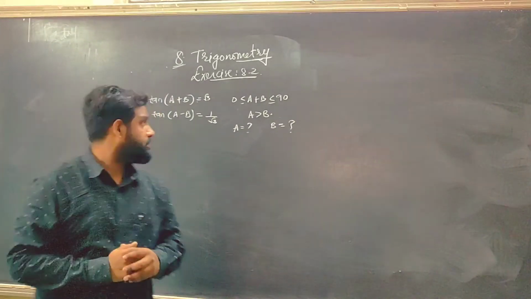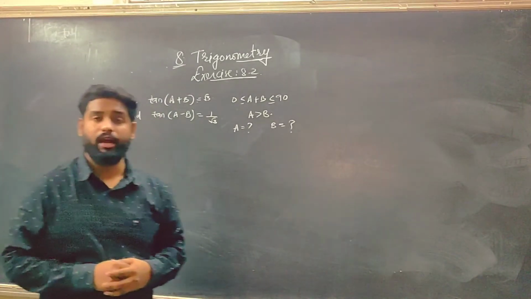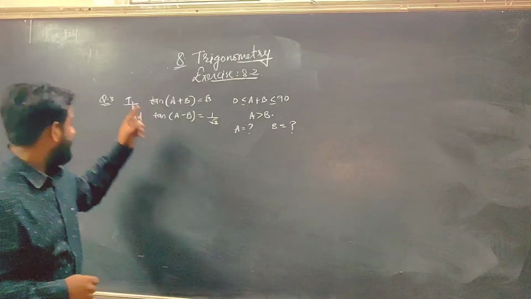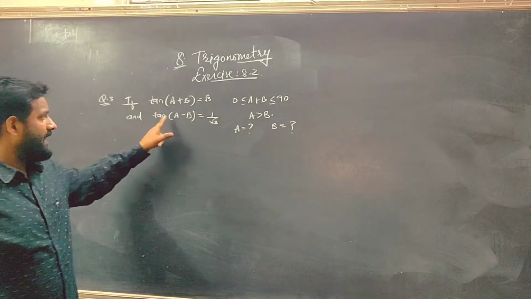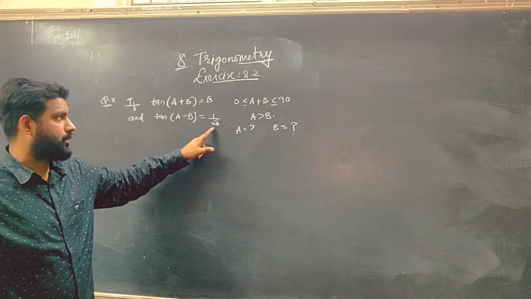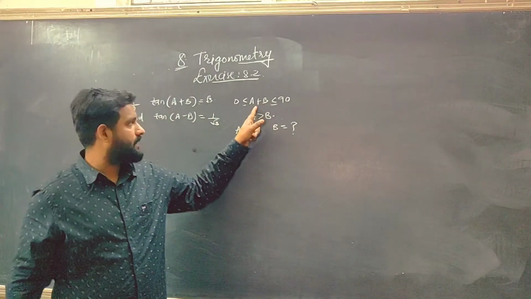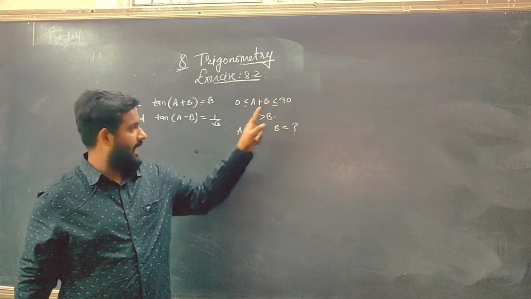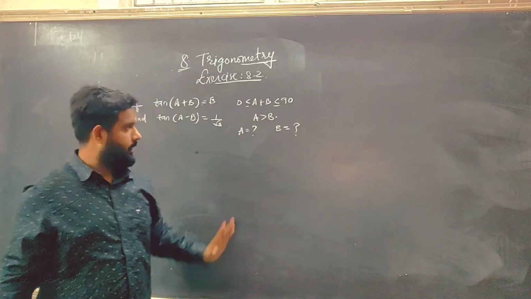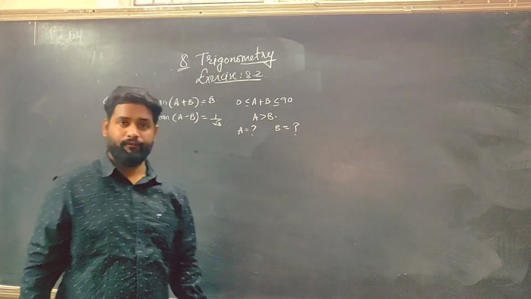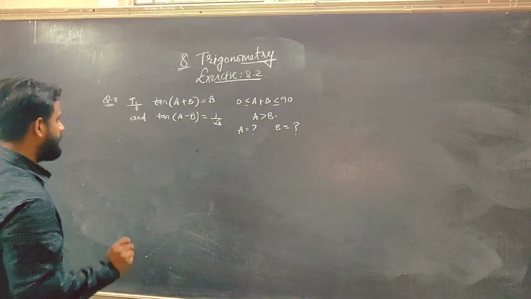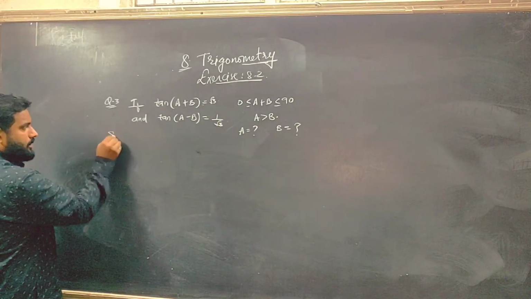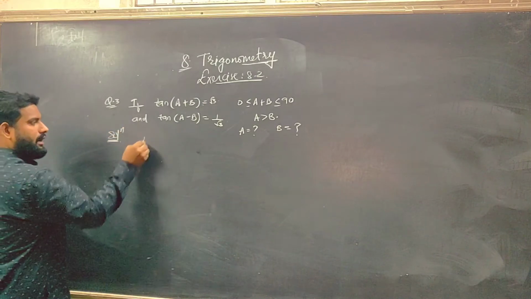Okay students, so question number 3 is there with you, and what does it say? That if tan A plus B is equal to root 3 and tan A minus B is equal to 1 by root 3, the summation of A plus B is in between 0 to 90 and A is more than B, then find out the value of A and B. It's very simple, sir. Very easy, sir. Here, how can we solve?